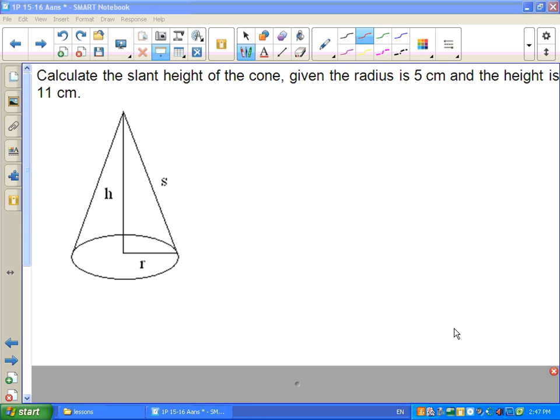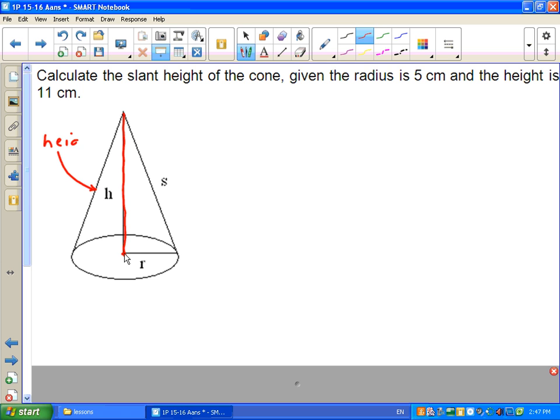Now, first off, what is the slant height of the cone? The height is the distance from the center of the base of the cone up to the very top of the cone. So this right here, I'll just draw an arrow here, is our height. The slant height goes from the vertex down along one of the edges of the cone to the edge of the circle that forms the base. So it kind of goes on a slant, which is why we call it the slant height.